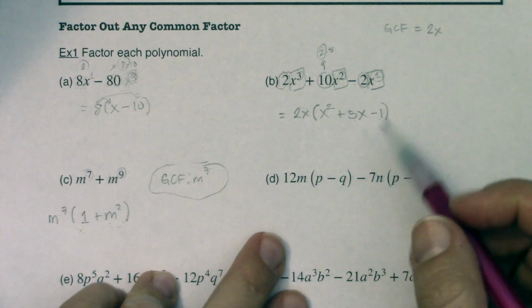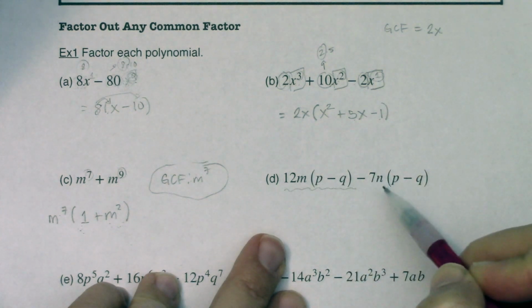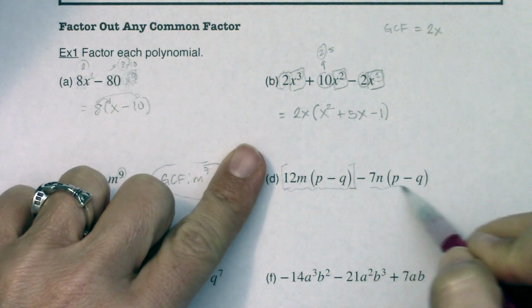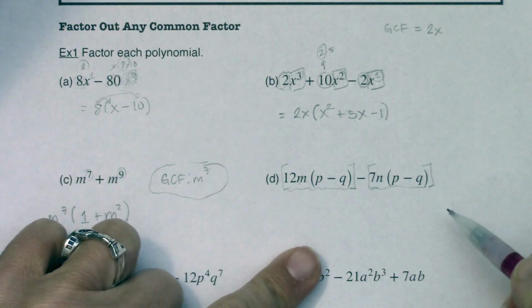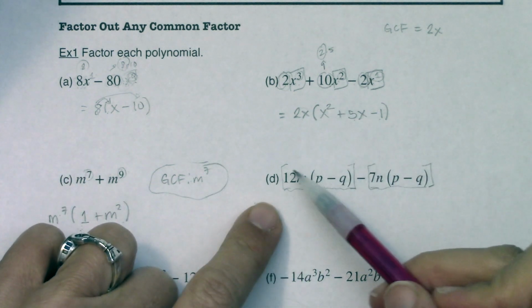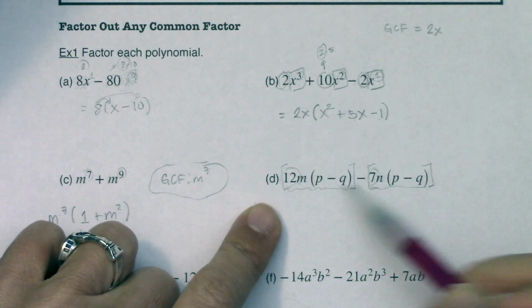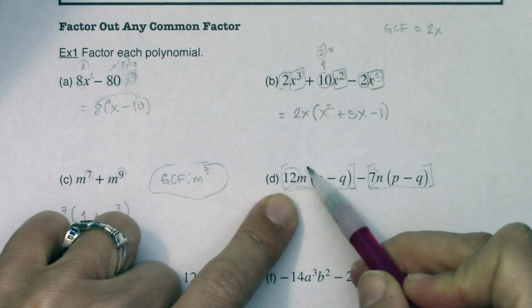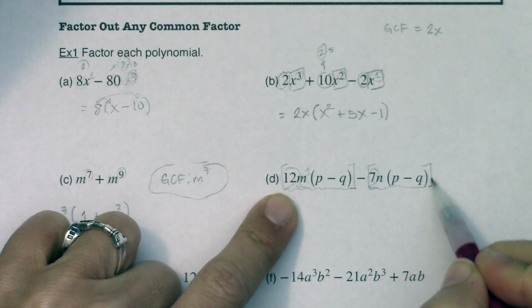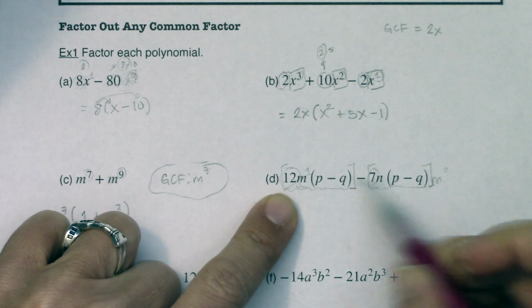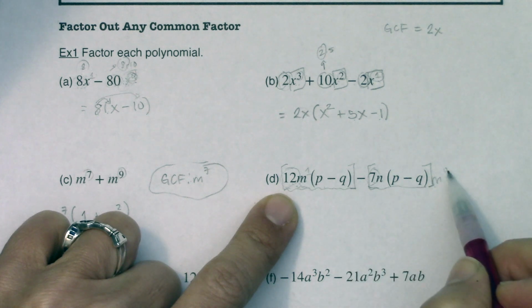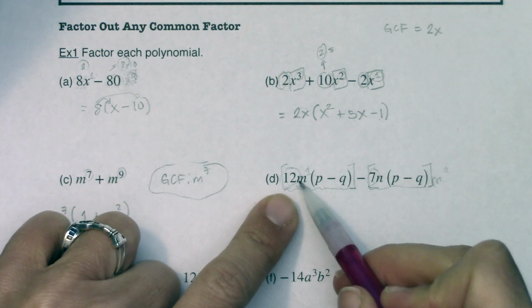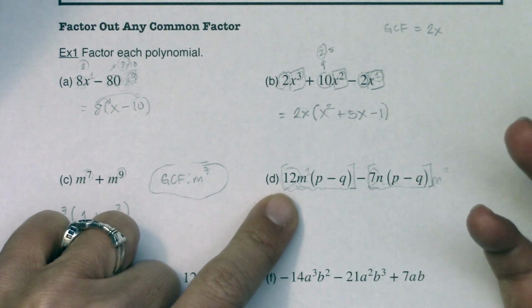If I look at D, I've got my first term here, 12m times p minus q. I know it looks funky, but this is an entire term. And then I have 7n times p minus q. So let's start breaking these down. Number-wise, I have 12 and 7. They have nothing in common, so there's nothing I can factor out of there. Here I have m to the 1. I have 0 m's over here, so in a sense you can think of this as m to the 0. So the smallest exponent between m to the 1 and m to the 0 is m to the 0, which is just the number 1, so I can't factor out any m's. Essentially there's an m here and there's nothing here, so there's just nothing to do.